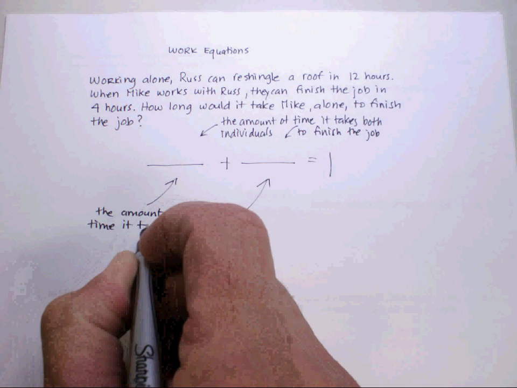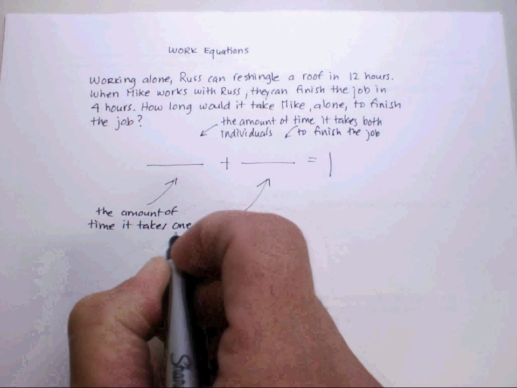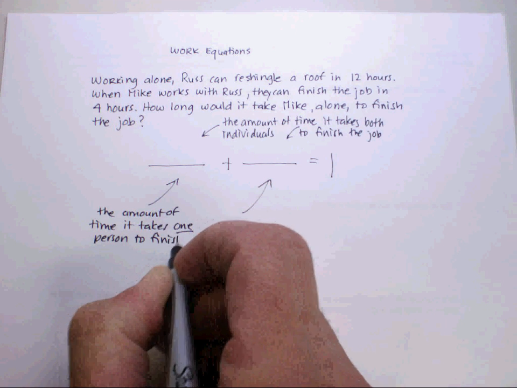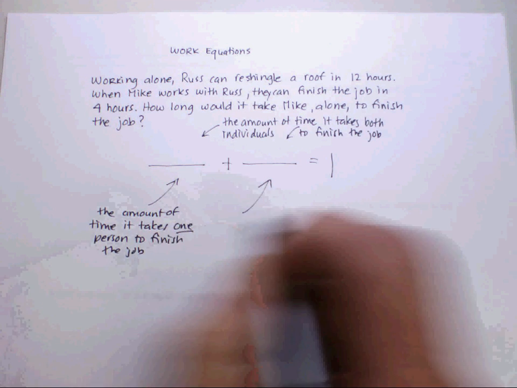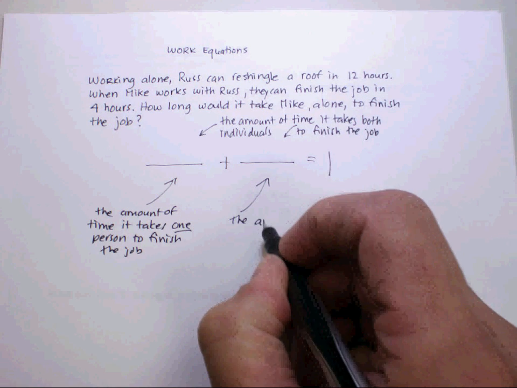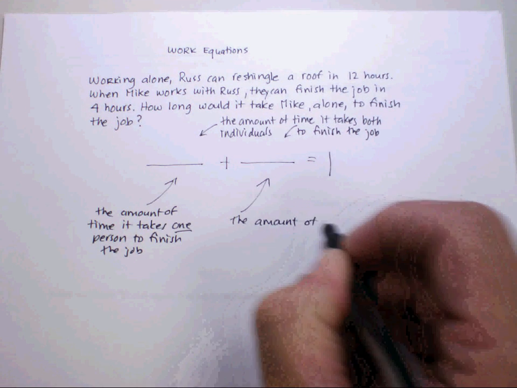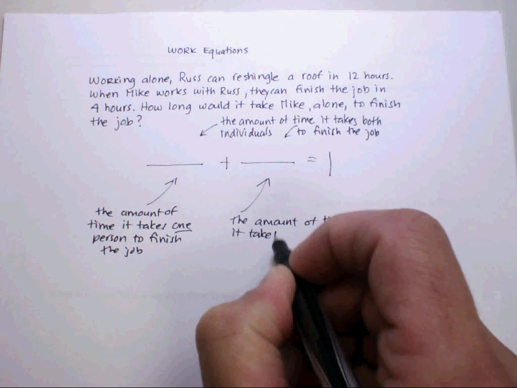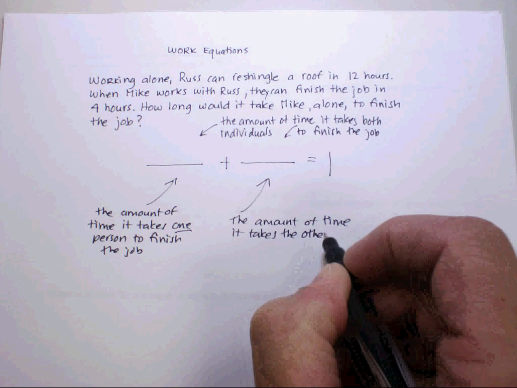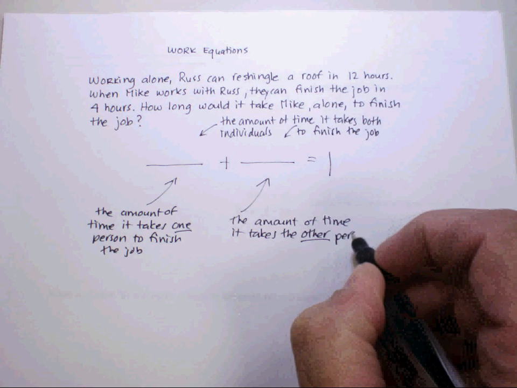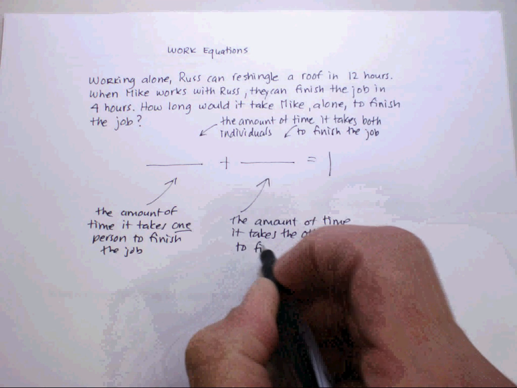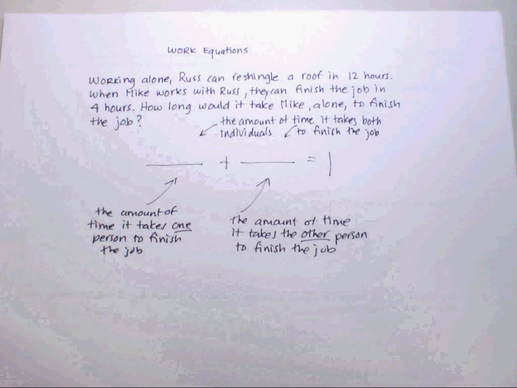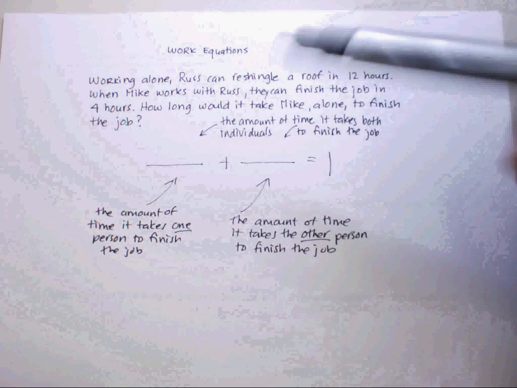So it's the amount of time it takes one person to finish the job. Over here it's the amount of time it takes the other person to finish the job. And be careful there, make sure it's the other person.